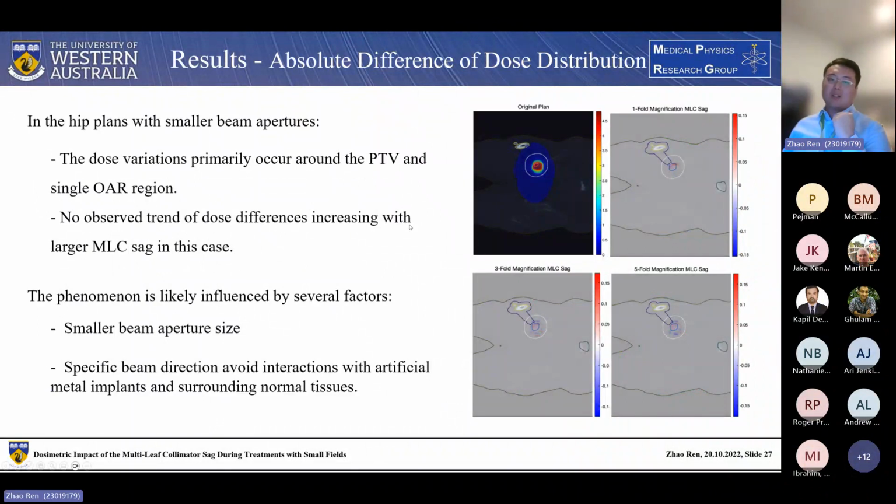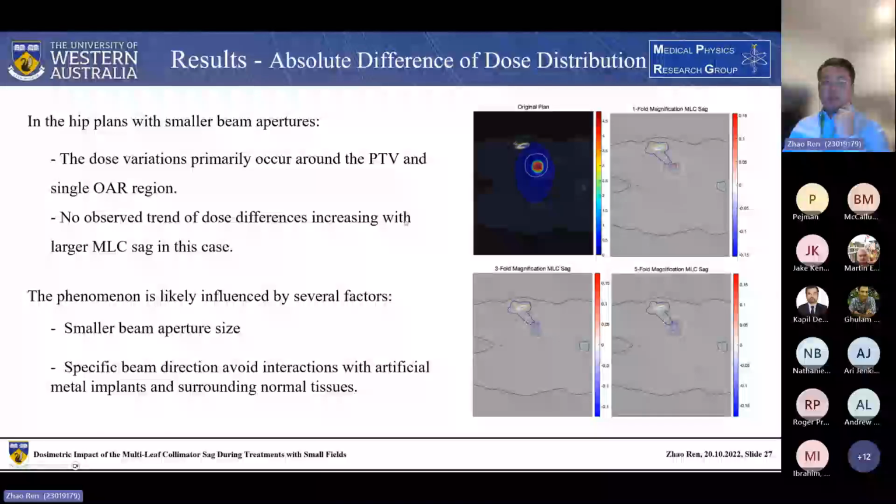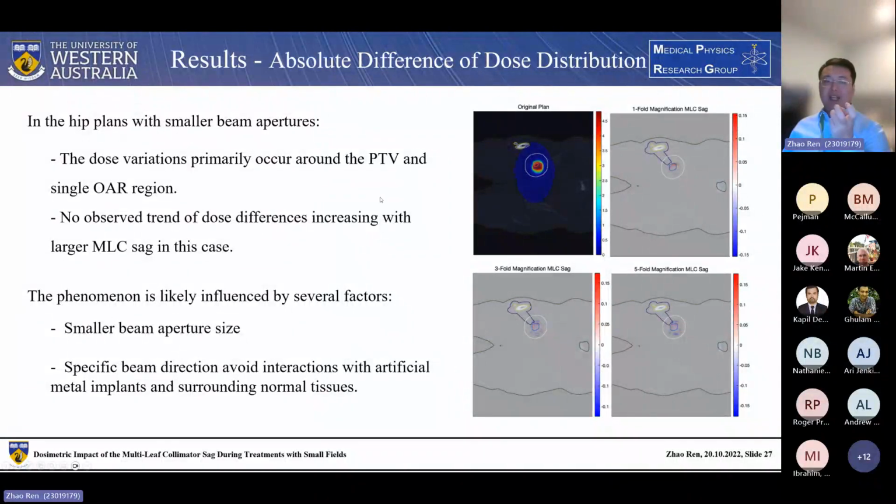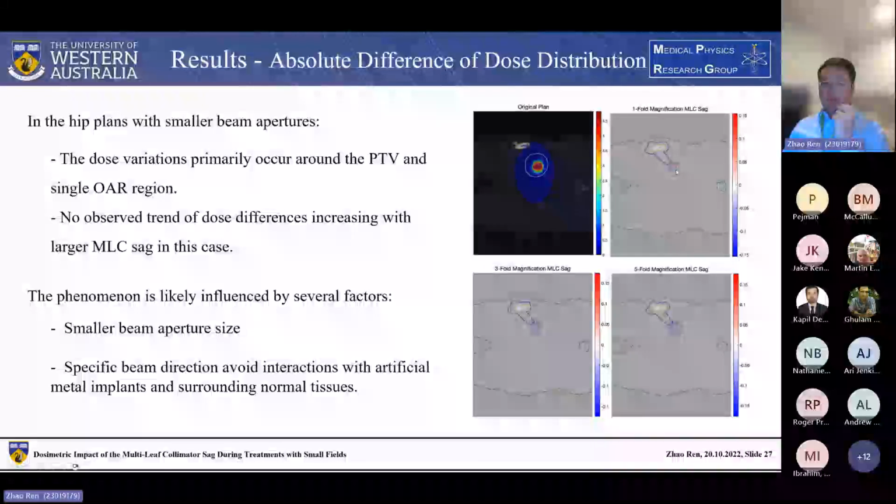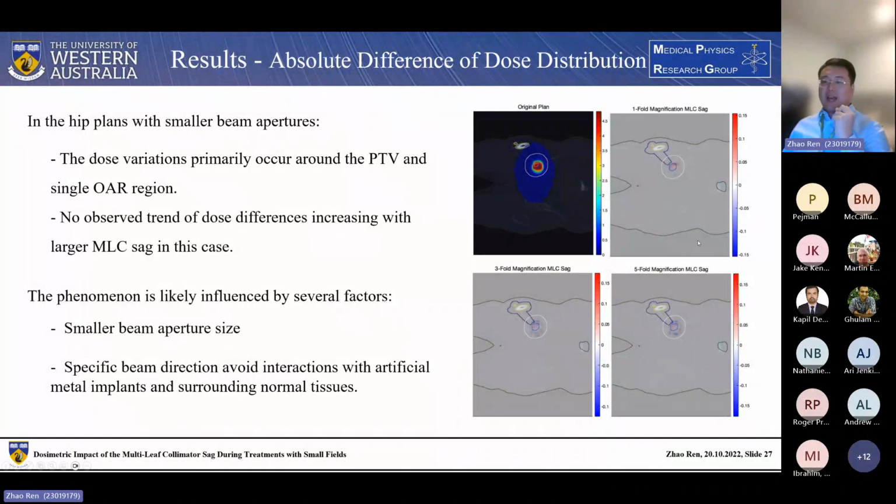However, in the hip plans with smaller beam apertures, the dose variation primarily occurs around the PTV and the single OAR region, as you can see, and no trend of dose difference increasing with larger MLC sag is observed in this case. As you can see, the scale of the threshold dose difference stays the same as the MLC sag increases. So the phenomenon is likely influenced by several factors, with smaller beam aperture size and specific beam directions avoiding interactions with artificial metal implants and surrounding normal tissues.